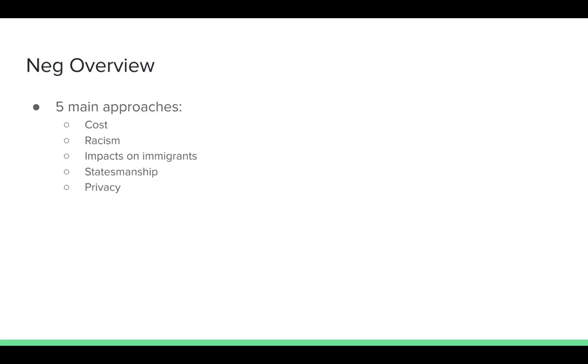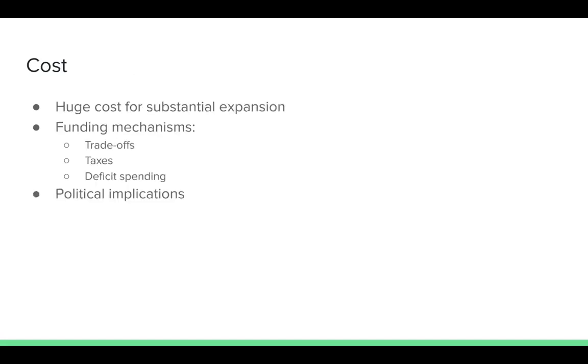So the reason I used statesmanship here was to simplify this into an acronym, which is CRISP, so that it's a bit easier to remember. But yeah, let's get started with the first area, which is cost. And this is probably going to be one of the most common arguments you're going to face if you're on the AF and you're facing teams on the neg. And it's probably one of the best arguments on the neg to run.